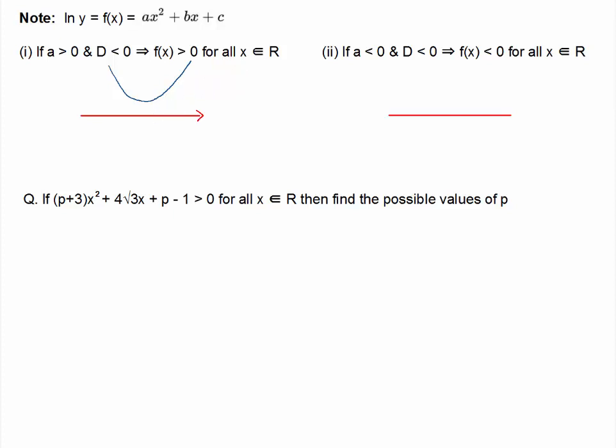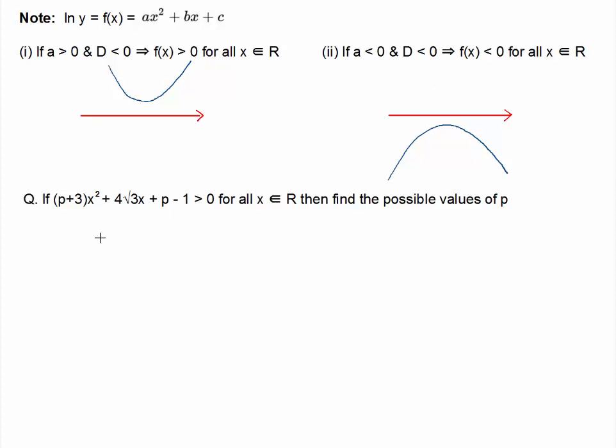Now similarly, for the second case where a is negative and D is less than 0. Since a is negative, it must be a downward parabola and it must not intersect the x-axis because the discriminant is negative, so no real roots. Therefore, the curve would be of this type. Now since the curve is below the x-axis for all values of x, it is always negative for all x belongs to R. So these are two things that students must note.